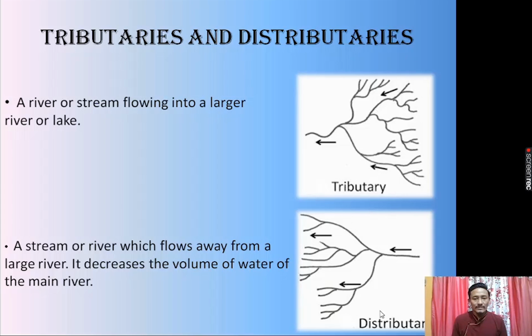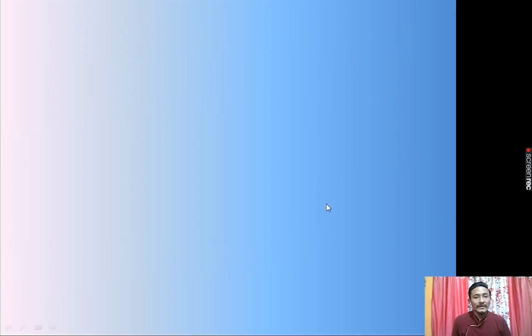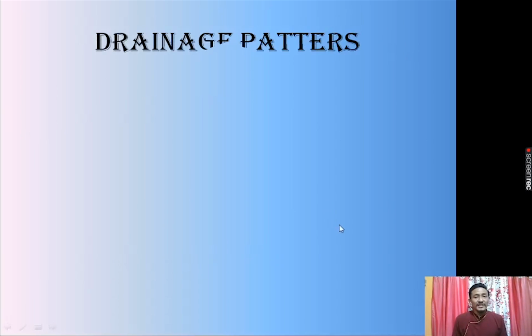And when we talk about the distributaries, the larger river gets disintegrated or separates into different streams, leading to a decrease in the volume of water in the main river. Okay, so after this we have drainage patterns. In India, we have 4 drainage patterns that are prevalent.